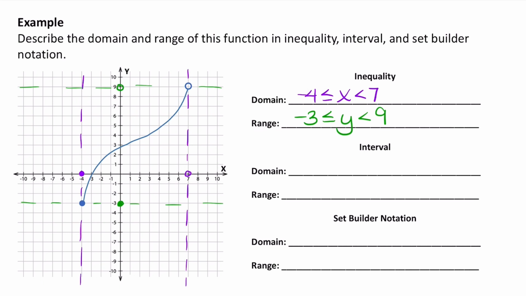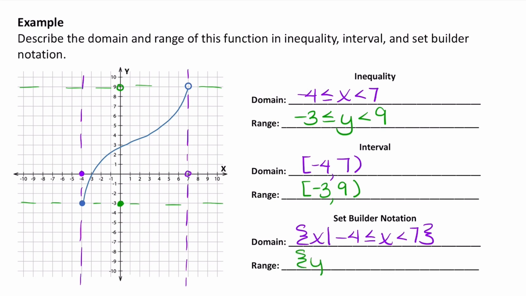So now if I write these as intervals, for the domain I'm going to put a square bracket at -4, and I'm going to do an open parenthesis at 7 because it's not included. And then in the range, I'm going to put a square bracket at -3, and then an open parenthesis at 9. And then in set builder notation, this is going to be all x such that -4 is less than or equal to x, which is less than 7. The range is going to be all y such that -3 is less than or equal to y, which is less than 9.